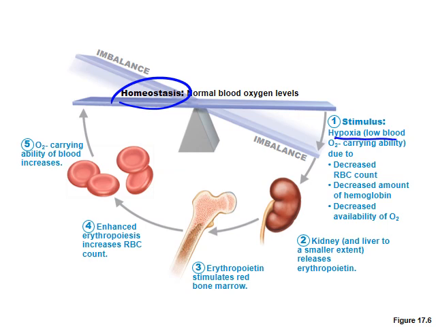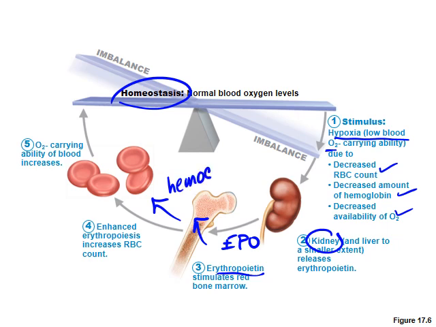So they're saying if you have low oxygen in your tissues due to any of these reasons, so decreased red blood cells, decreased hemoglobin, you don't have a great availability of oxygen, any of those stimuli are going to cause your kidneys to release EPO. EPO is going to go to your marrow, and specifically, they don't have it listed here, but it's going to tell your hemocytoblasts to make more red blood cells.